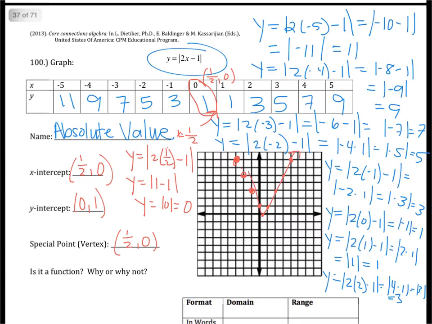Oops. Let's try that side again. Okay, so there's the graph of that one. Is it a function? Yes, it passes the vertical line test. Every input has one output.